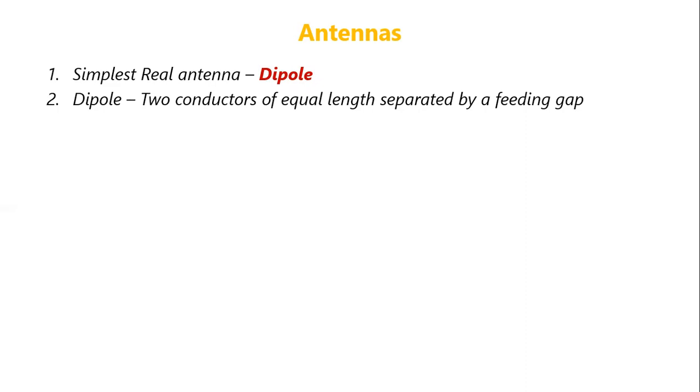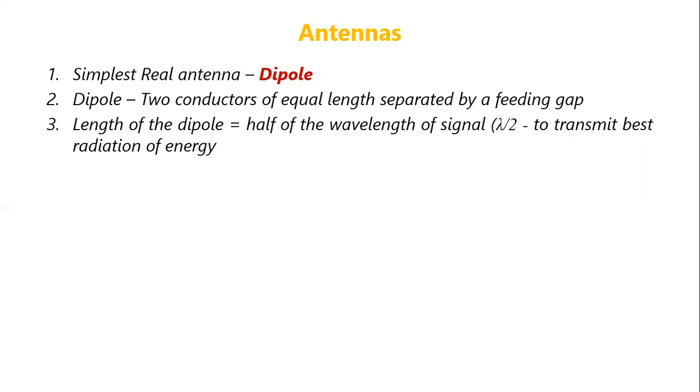The length of this dipole antenna will be equal to half of the wavelength of the signal that it is supposed to transmit. So its length will generally be equal to lambda by 2. If the length of this antenna is equal to half of the wavelength of the signal it's supposed to transmit, then it will provide the best performance. That is, it will radiate energy in the best possible way.